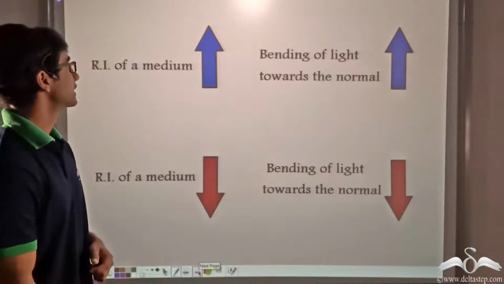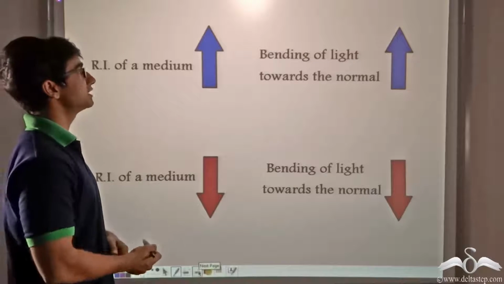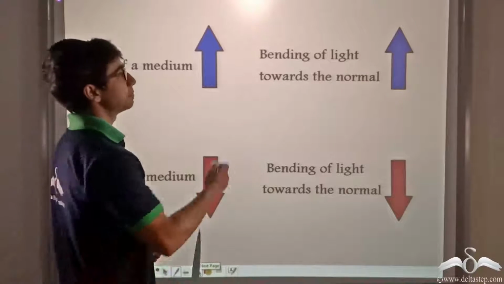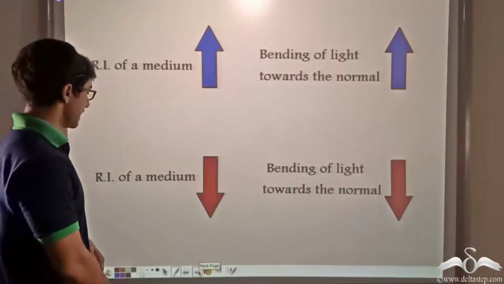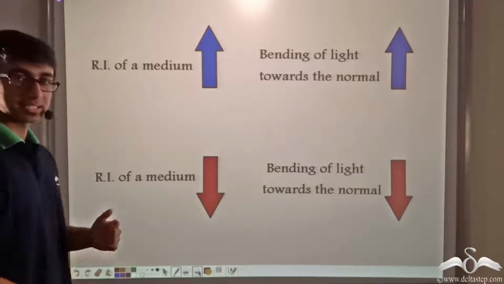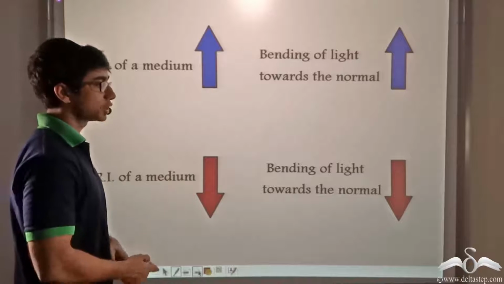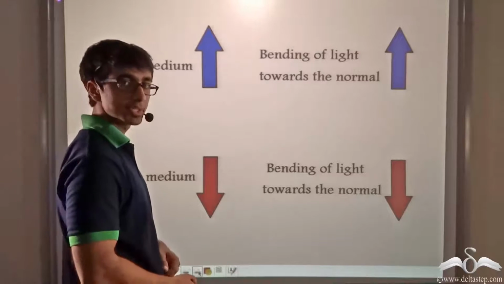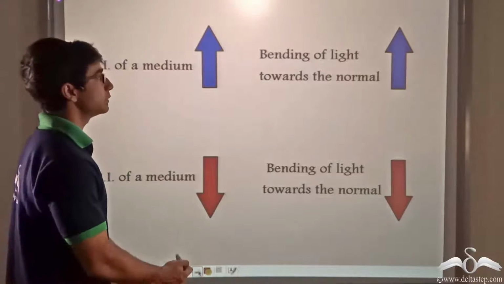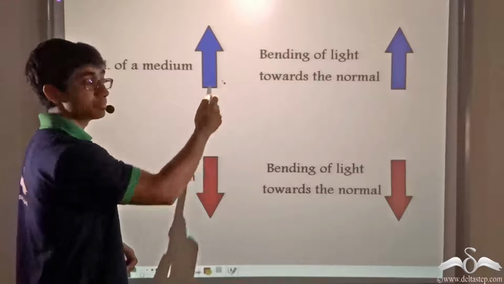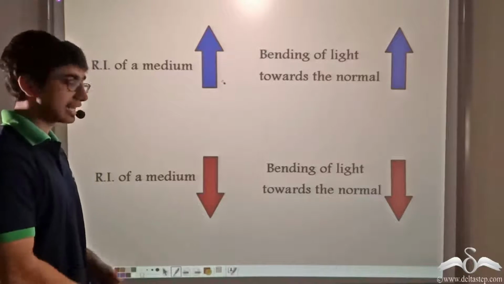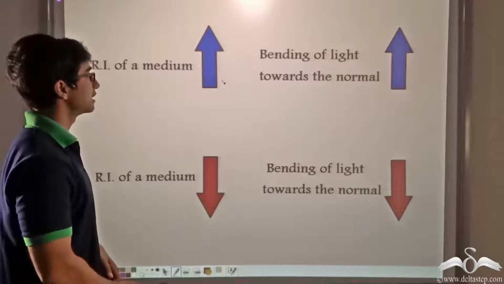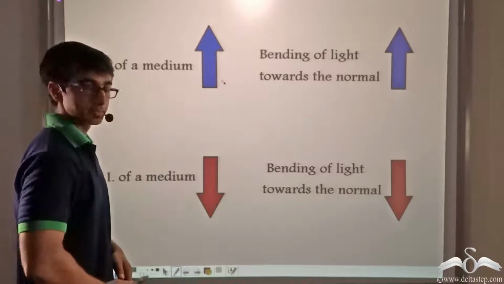So we can say that when the refractive index of a medium is more, the bending of light towards the normal will be greater. And when the refractive index of a medium is less, the bending of light towards the normal will be less. So this is the reason why we saw that violet light is bending more than red light, because the refractive index for red light is less as compared to that of violet light.